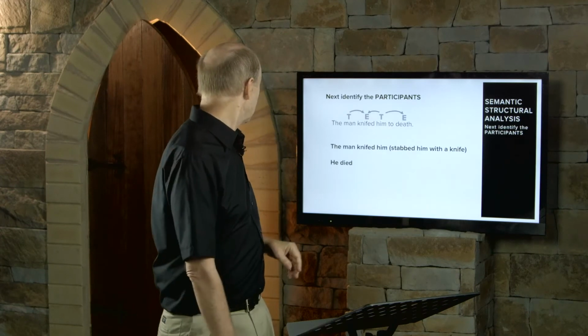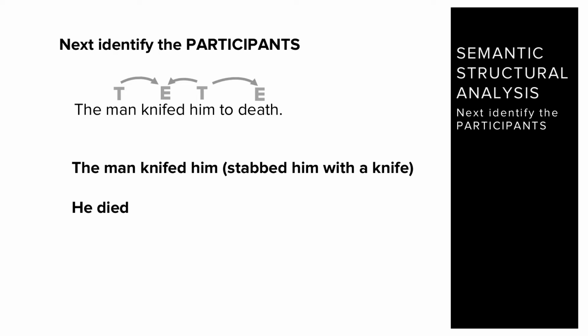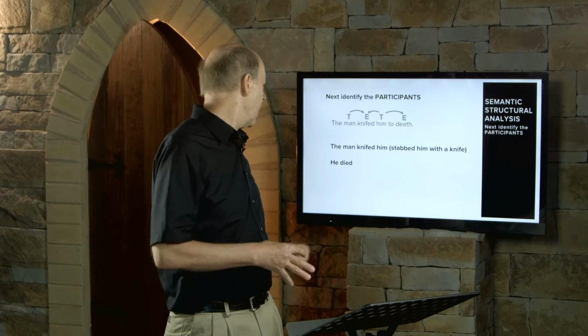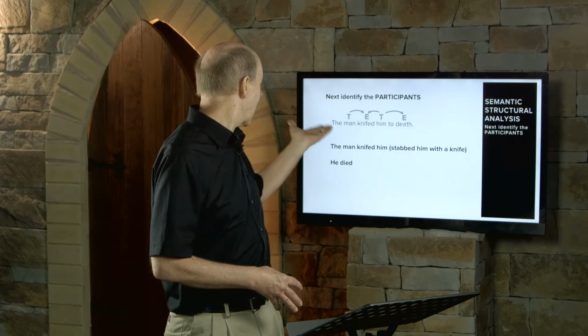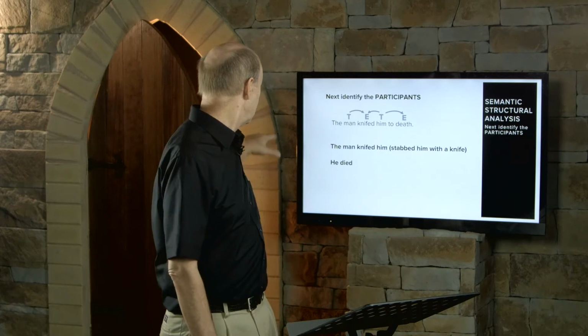In the next example, the man knifed him, he died. Two events, so we have two event propositions. Again, as we stated in the previous tutorial, the word knifed may have to be expanded in many languages to something like: the man stabbed him with a knife, he died.